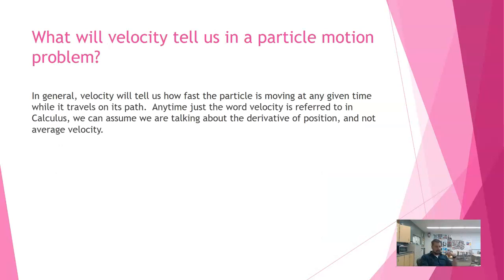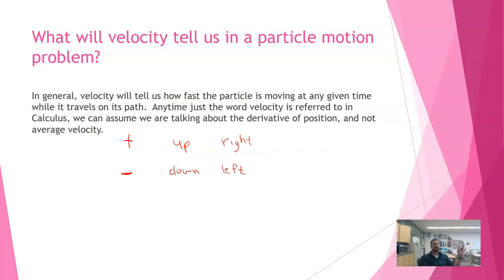Now, as a quick reminder, velocity in general tells us two things: how fast we're going and the direction in which we are headed. So in a particle motion problem, if we have a positive velocity, that means, since we're only moving in one dimension, that you are either moving up or moving to the right, depending on what that one dimension is. If I have a negative velocity, then that means you are moving either down or to the left.